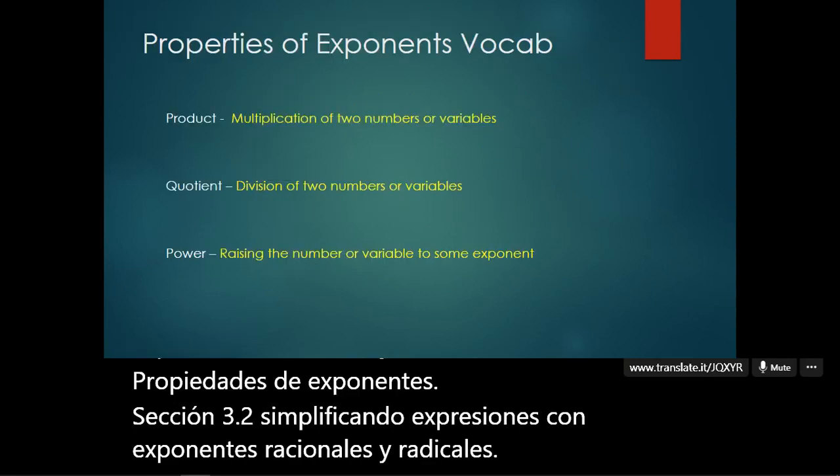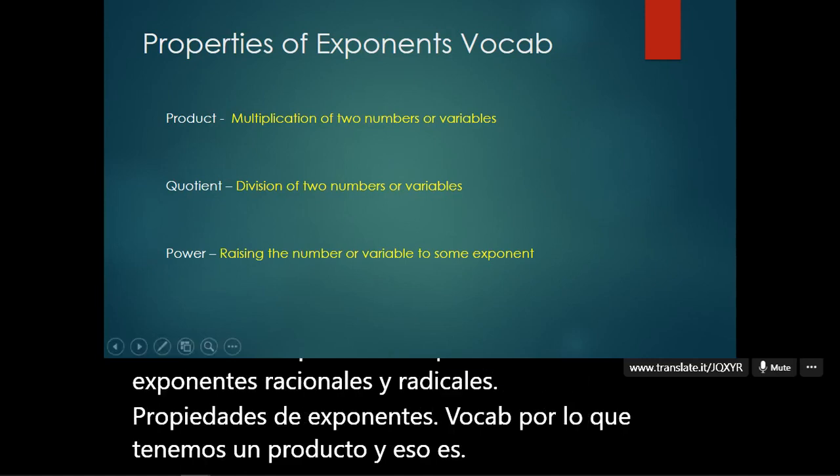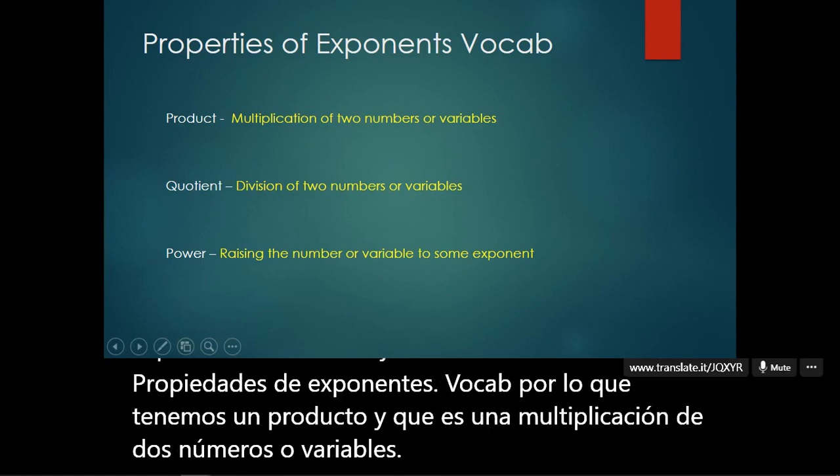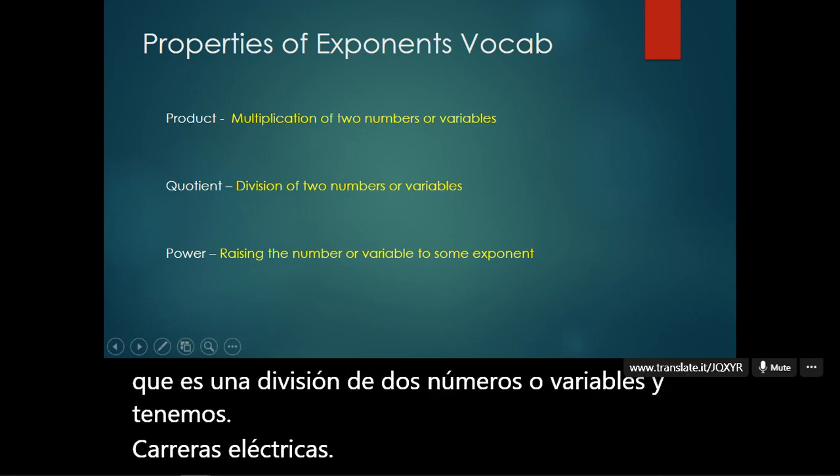Properties of exponent vocab. So we have a product, and that is a multiplication of two numbers or variables. We have a quotient, which is the division of two numbers or variables. And we have power, raising a number or variable to some exponent.